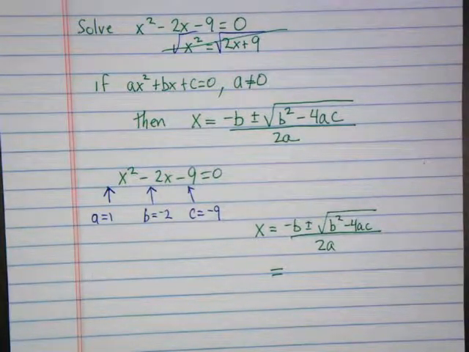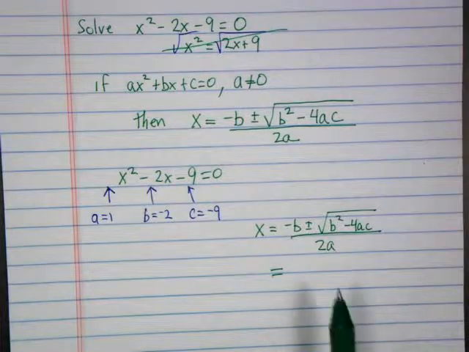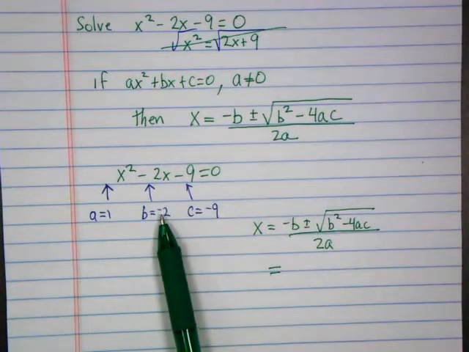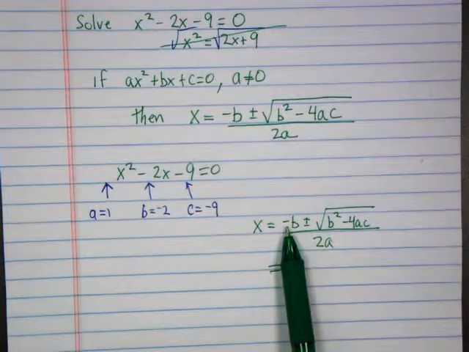And we plug in the numbers. What's negative b? It's going to be positive, because there are two negatives. B is already a negative number, so another negative is going to make it positive.